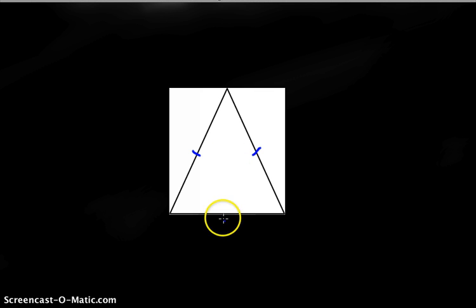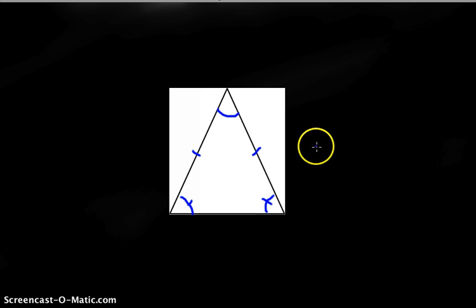In an isosceles triangle, the legs are equal to each other. And this up here is called the vertex angle. And these down here are called the base angles. And in an isosceles triangle, the legs are equal and the base angles are equal.